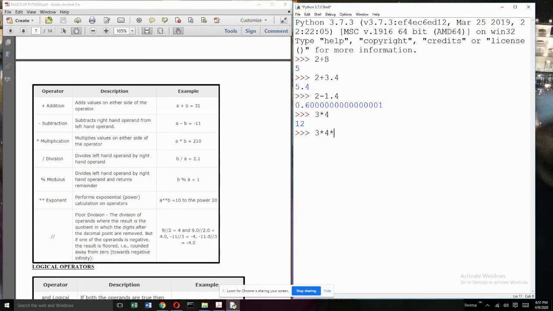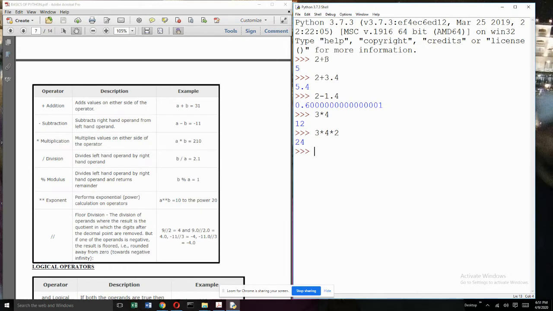Multiplication, addition, subtraction, division, modulus and floor division: these operators have associativity. What do you mean by associativity? They have associativity of left to right. What is the meaning of left to right? If you write something like 3 into 4 into 2, then first 3 into 4 will be done, which is 12, and then 12 into 2, 24, will be the answer. So as we move from left to right, they will be solved.